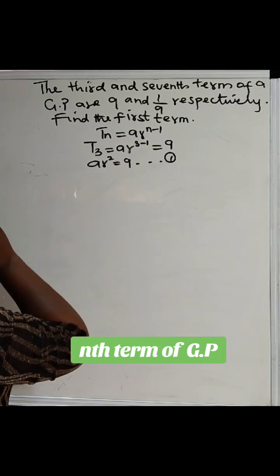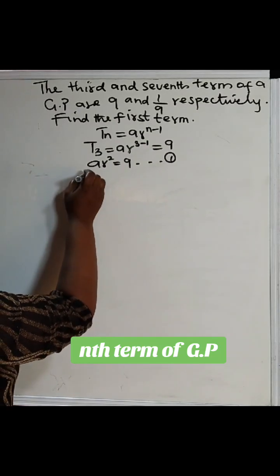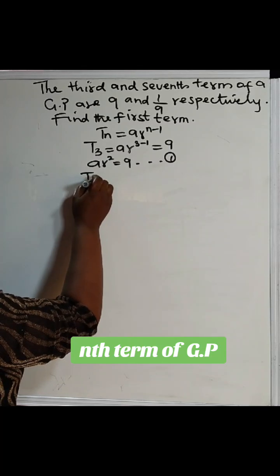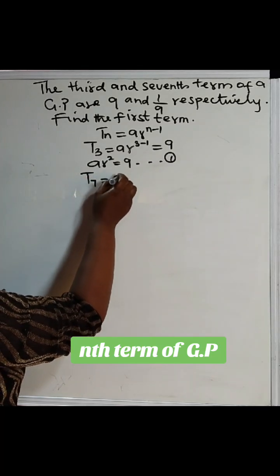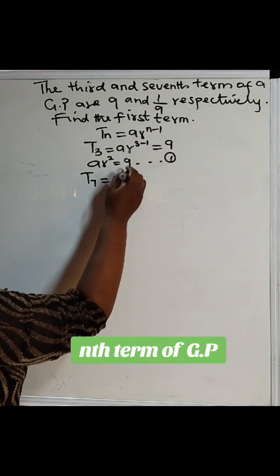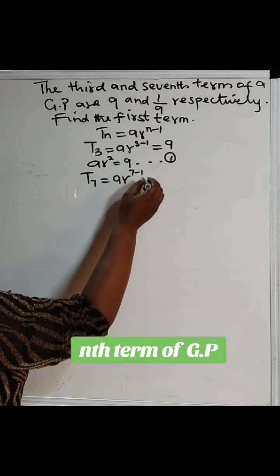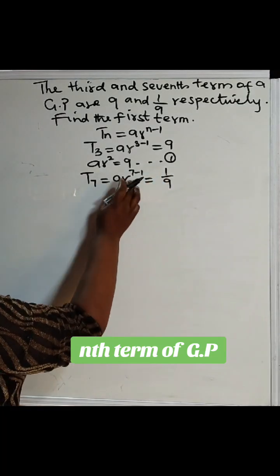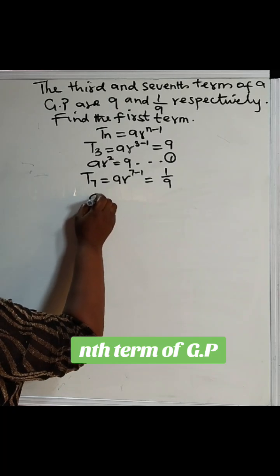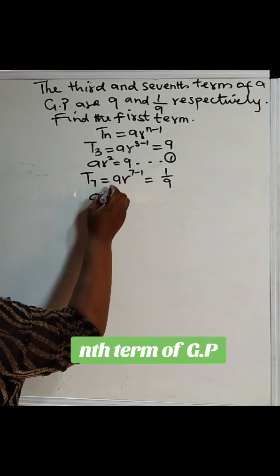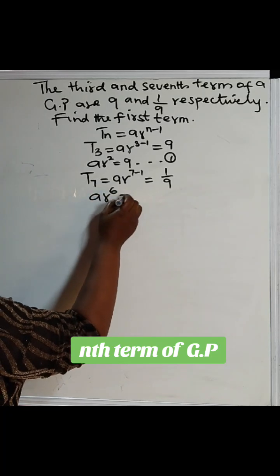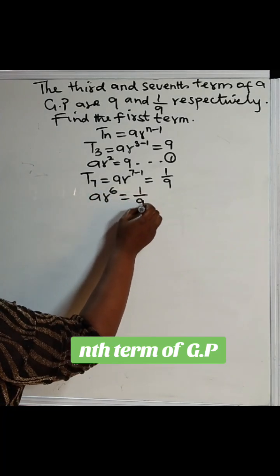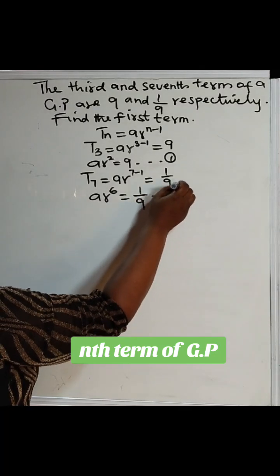Now let's go to the second part. The seventh term, we have T7 is equal to ar raised to power 7 minus 1, is equal to 1 over 9. Now we have that ar^(7-1) will give us ar^6 is equal to 1 over 9. We call this equation 2.